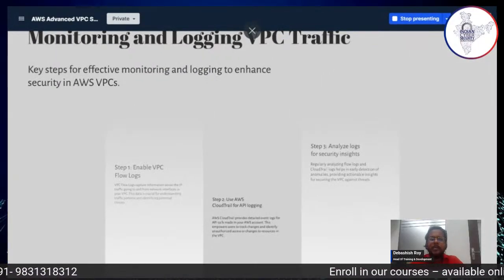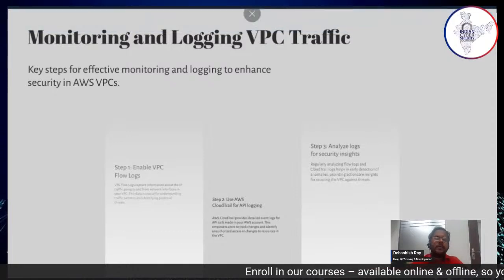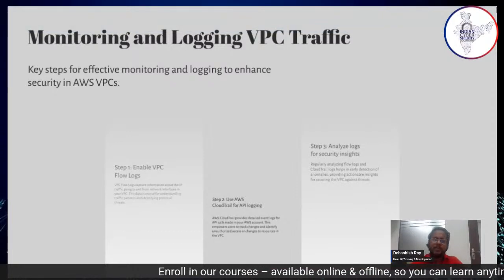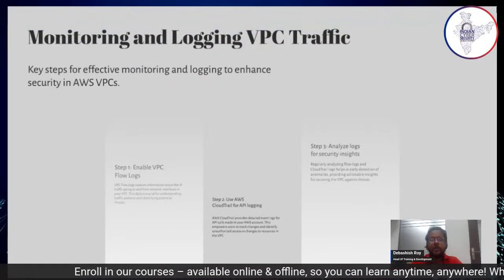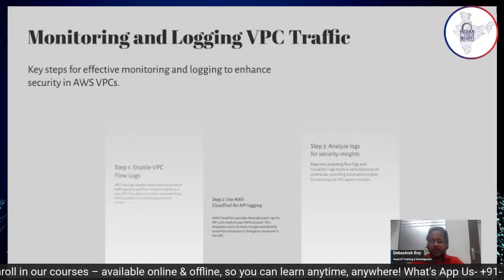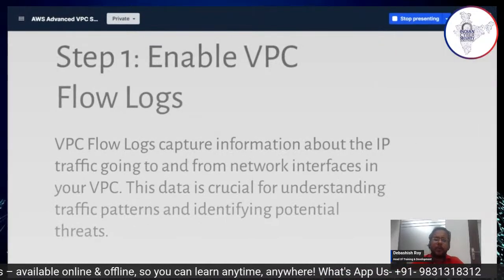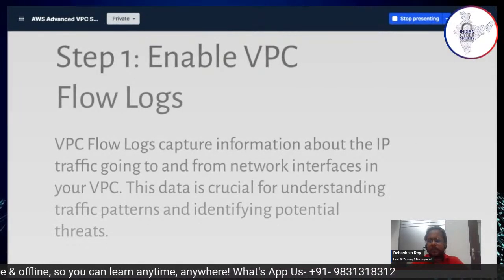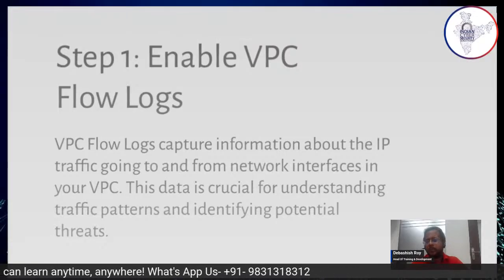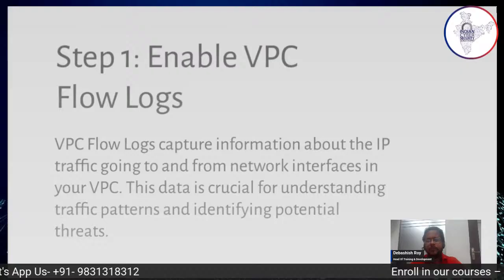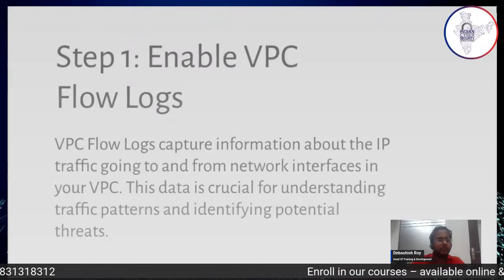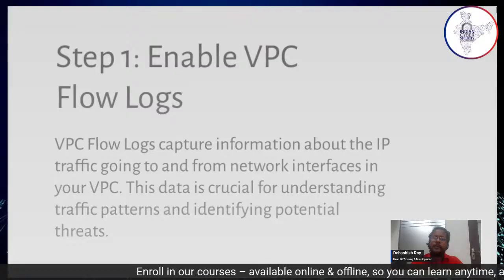Then monitoring and logging VPC traffic. Key steps for effective monitoring and logging to enhance security in AWS VPC. You have to log to actually monitor the traffic. So you have to enable VPC flow logs to capture information about the IP traffic going to and from network interfaces in the VPC. It is crucial for understanding traffic patterns and identifying potential threats. So you have to enable the logging or the auditing also for your security purpose.